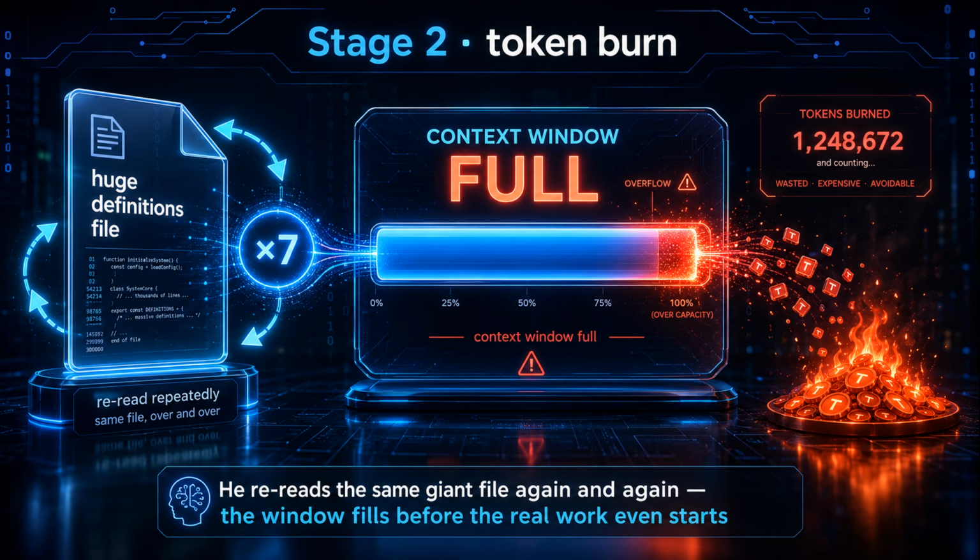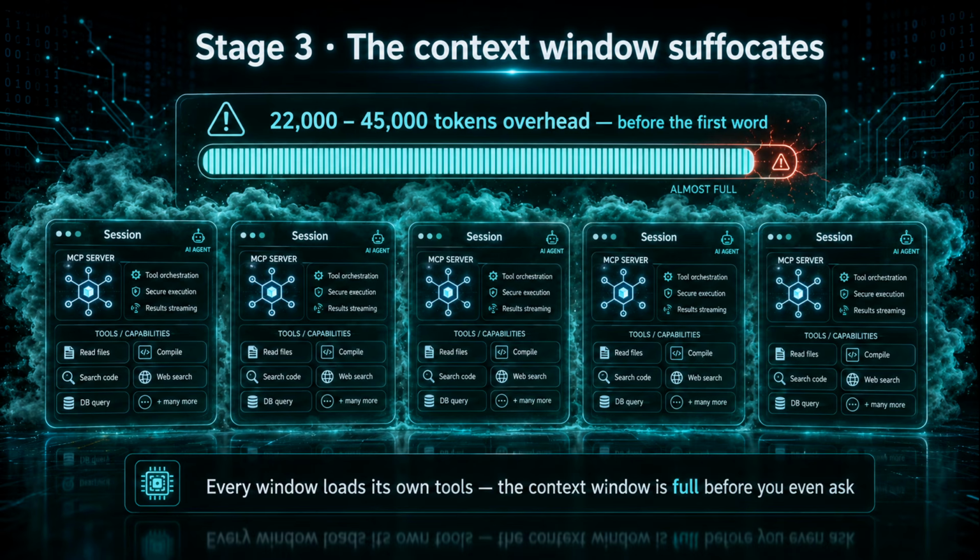There are 2 problems, token burn and workflow. We must solve both. But first, we need to see just how deep this rabbit hole goes. In a typical setup, every session starts its own set of MCP servers. 5 open windows mean 5 running sets of servers, and each server first reports to the AI which tools it has, with names, parameters, and descriptions.